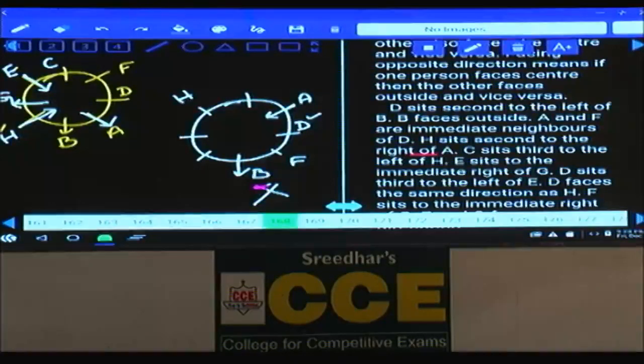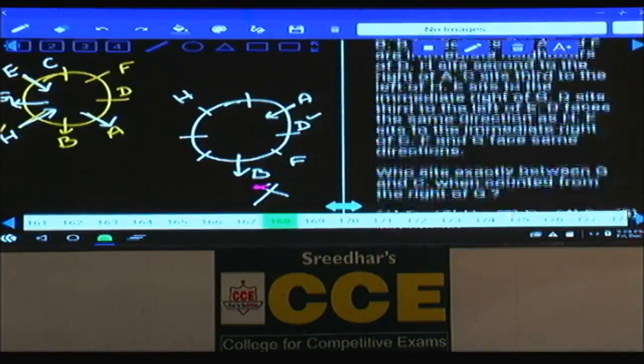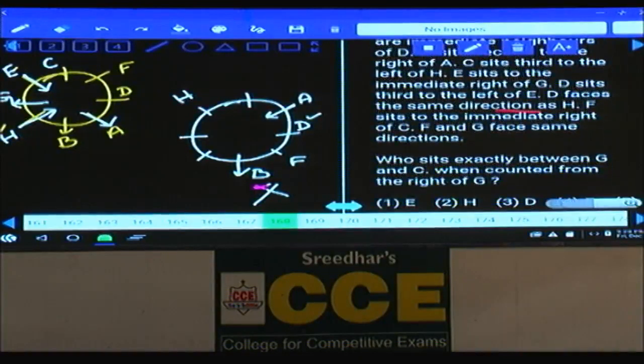Next one, D faces the same direction as H. D and H are facing the same direction. As D and H are facing the same direction, H is facing the center, D is also facing the center. And F sits to the immediate right of C. F is to the immediate right of C, C is away from the center. F and G face the same direction. F and G are away, now F is also away from the center. This is how these 8 persons are seated around this circular table. Some inward and some of the people are outward.